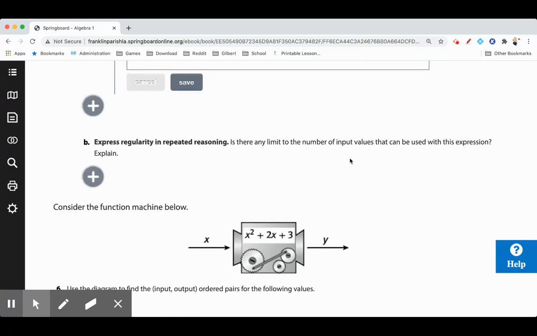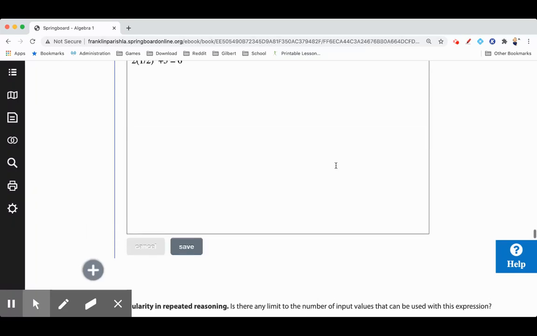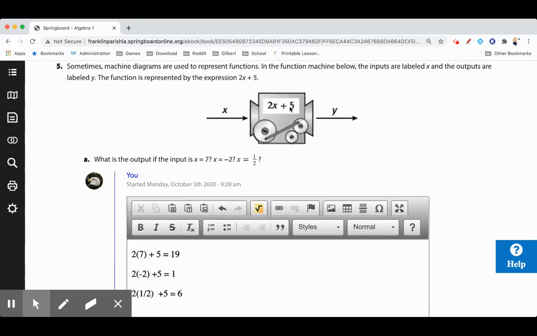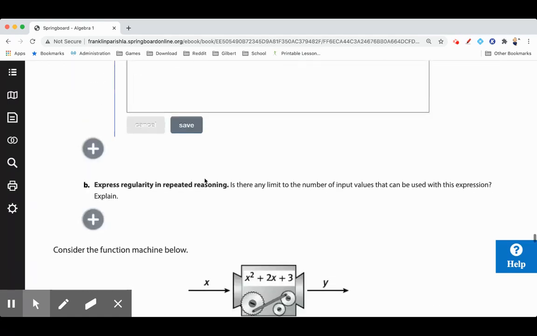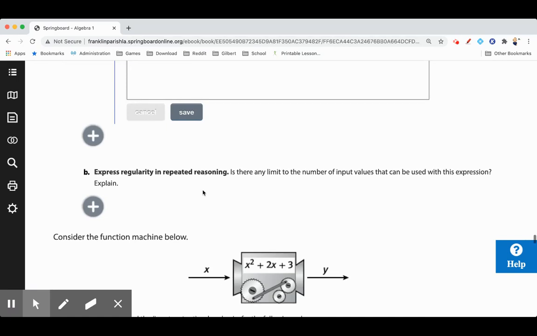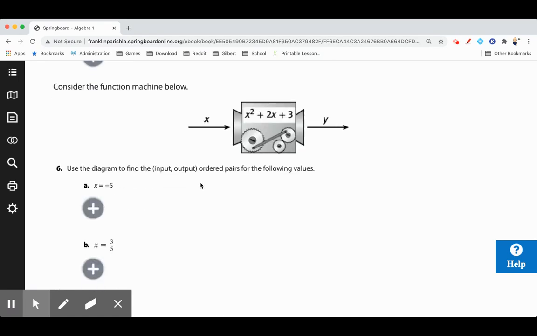Is there any limit to the number of input values that can be used with this expression and explain? Well, let's look at the expression 2x plus 5. Is there any number that I could put in that wouldn't give me an output? No, it's fine. There's no limit on this.